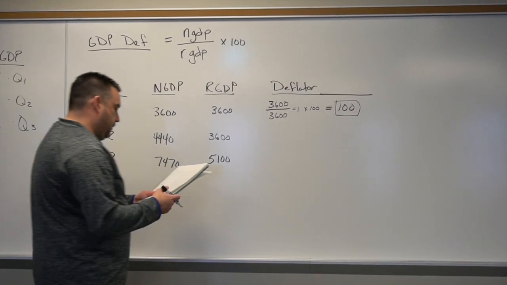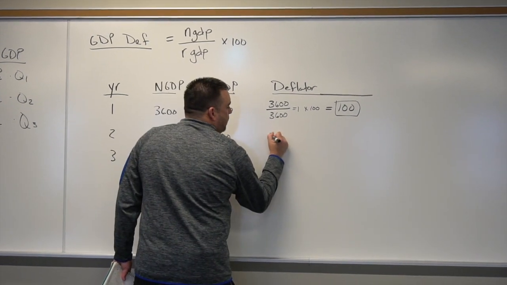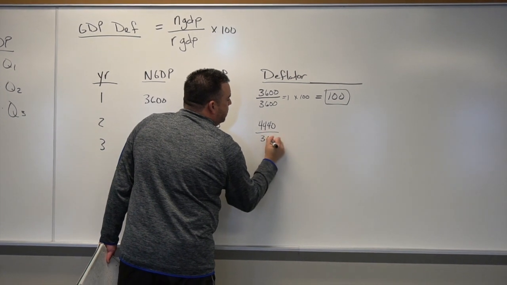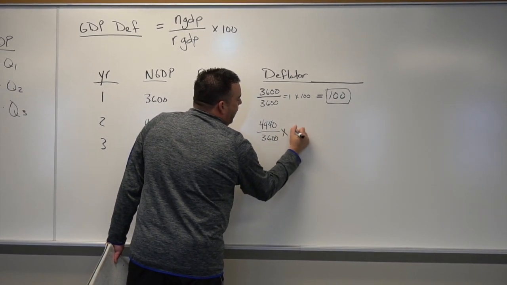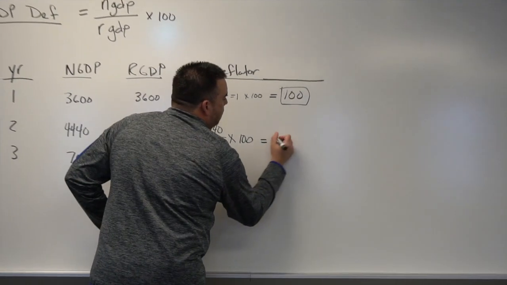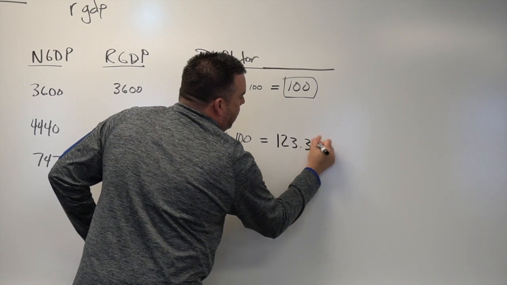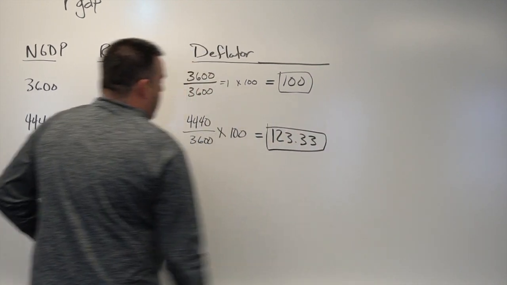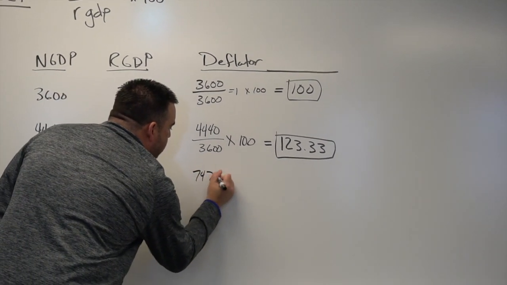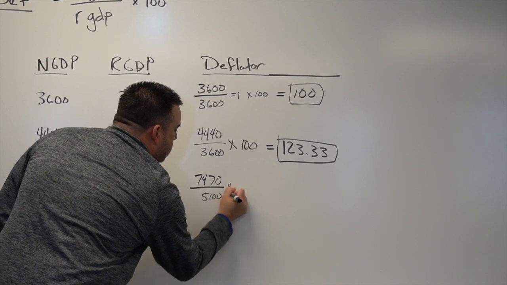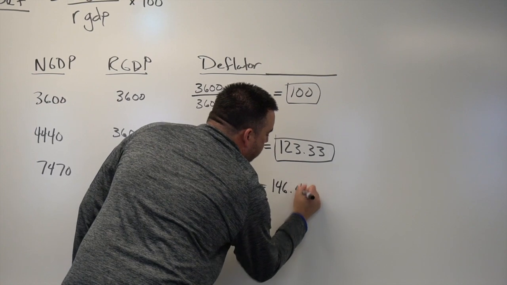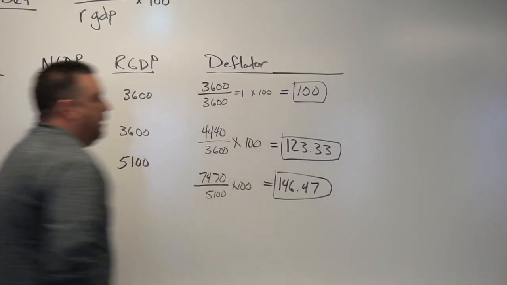Okay, so let's apply this formula to my other years. I would take my nominal in year 2 of 4,440 over my real 3,600. I'm going to multiply that by 100. That's going to give me 1.23, so times 100 gives me 123.33. And then just to finish out the chart, I would take 7,470 over 5,100 times 100, and that's going to give me a deflator value of 146.47.